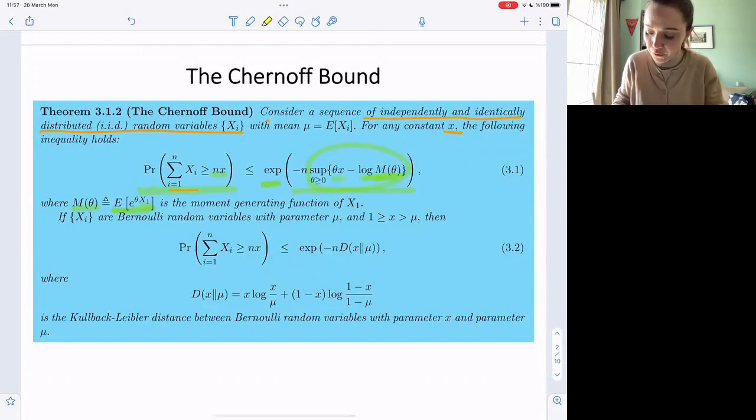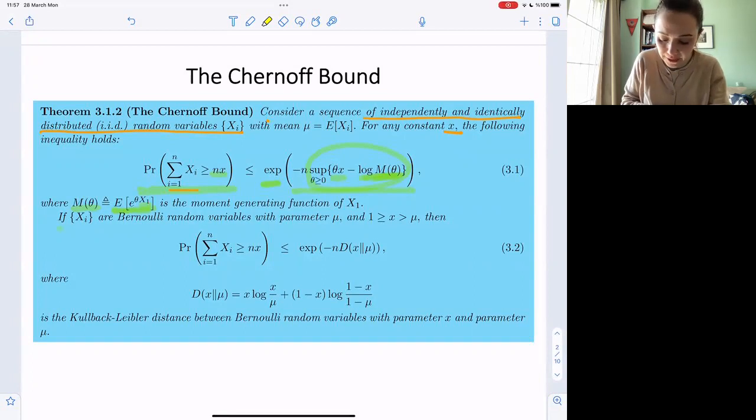So anyway, in terms of the moment generating function M of theta, we have theta x minus log of M of theta, and then we take the supremum of this over theta. Why are we taking the supremum? It would work even if we did not take the supremum. But when we take the supremum, we make the exponent as large and negative as possible. And that would tighten the bound.